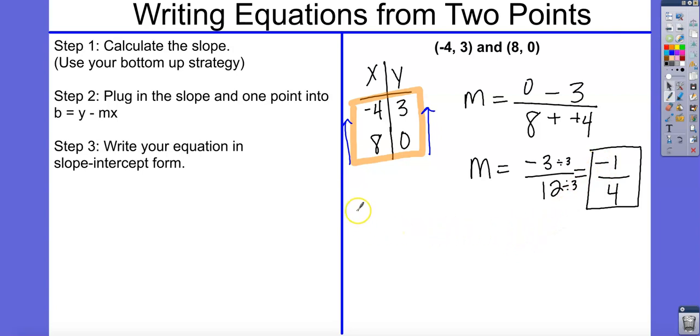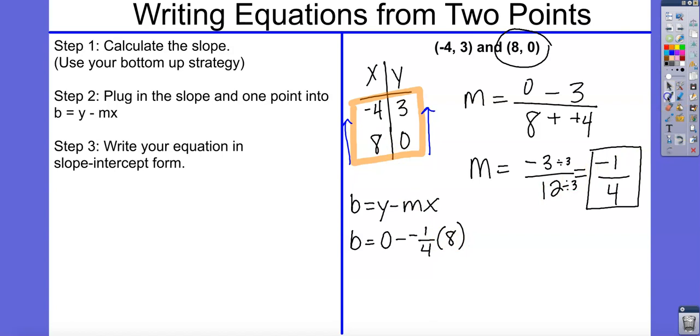And then we're going to go ahead and solve for the y-intercept. So b equals y minus mx. Remember, it doesn't matter which point you use. Again, I like to use the first point, but in this case, I wouldn't, because the first point has a negative sign and the second point does not. So I want to try to avoid any negative numbers. So this time, I'm going to go with the second point. b equals, the y value in the second point is 0, minus the m, or the slope, is -1 over 4. The x value is 8.